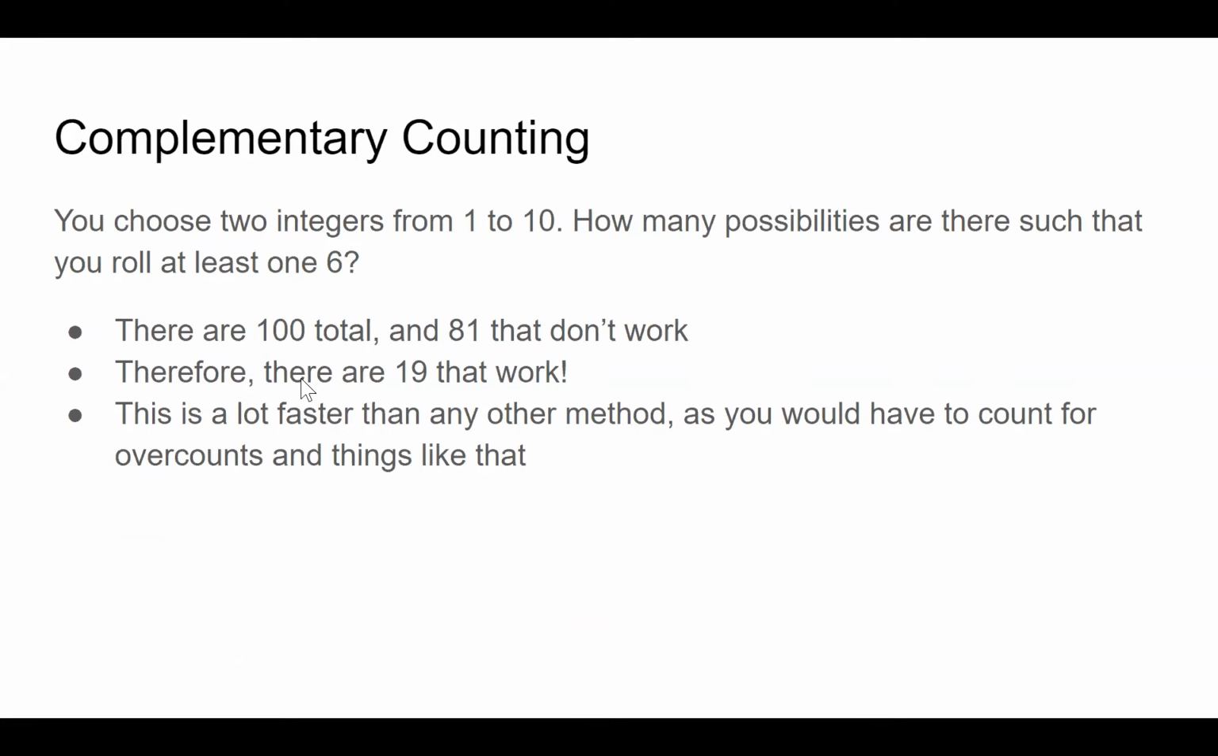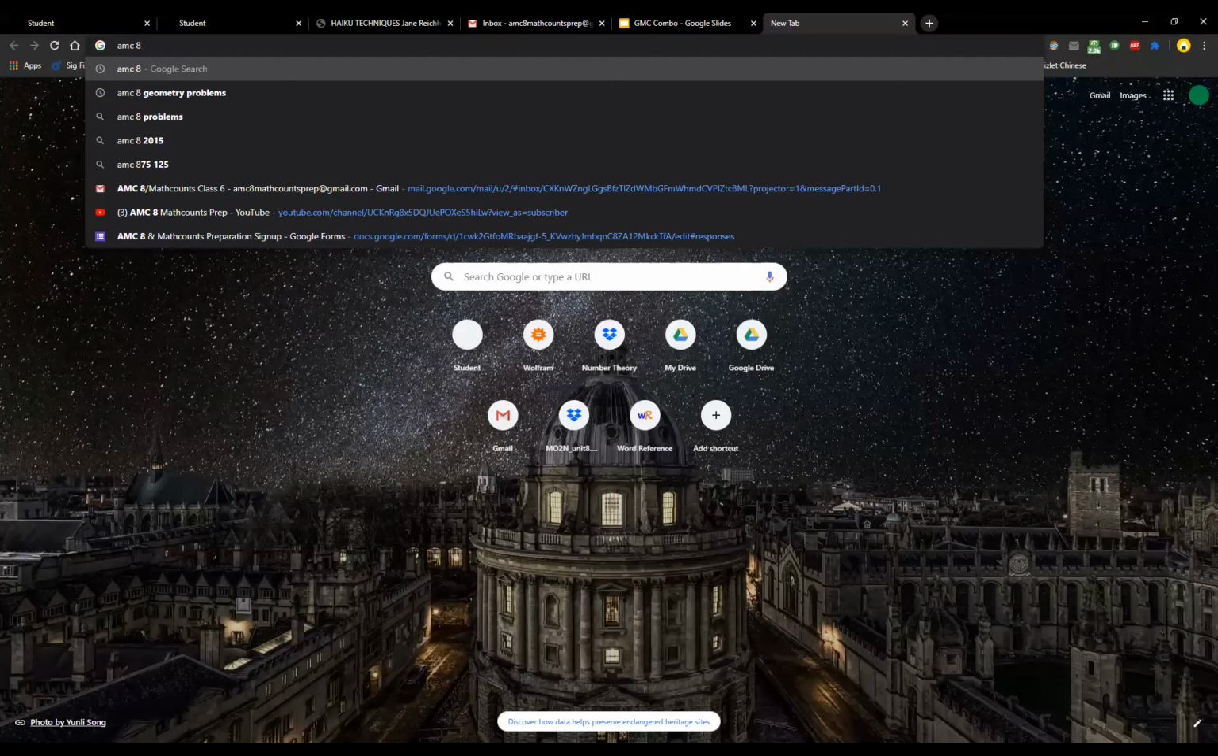Okay, so that means there are 19 that do work. So now what we're gonna do is we're gonna go through an AMC 8 and just solve problems, because why not? Can you see my screen?